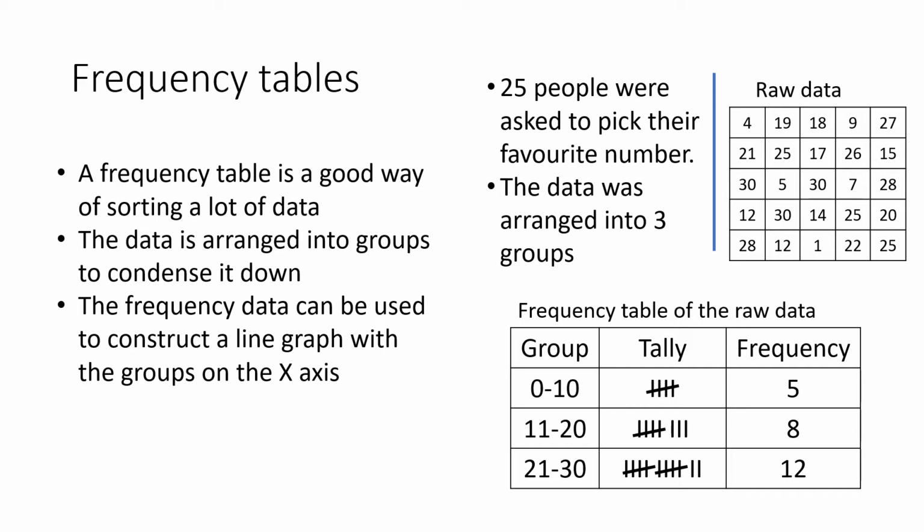And then we've counted the frequency. When we look at the raw data, we have 5 inside the group 0 to 10, 8 inside the group 11 to 20, and 12 inside the group 21 to 30.